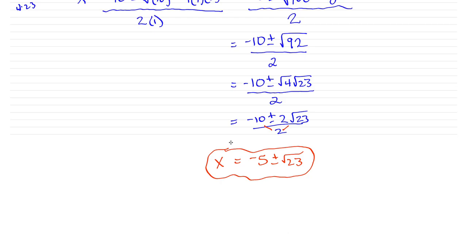Now, the good thing about this one is there's no steps to memorize. The only thing you have to know is the formula. Wouldn't 23 still be divided by 2? No. So 2 root 23 is one term.